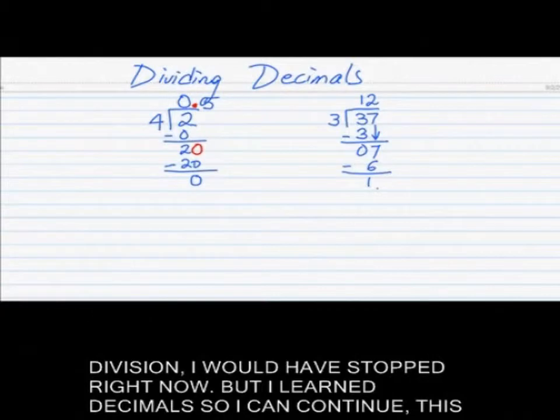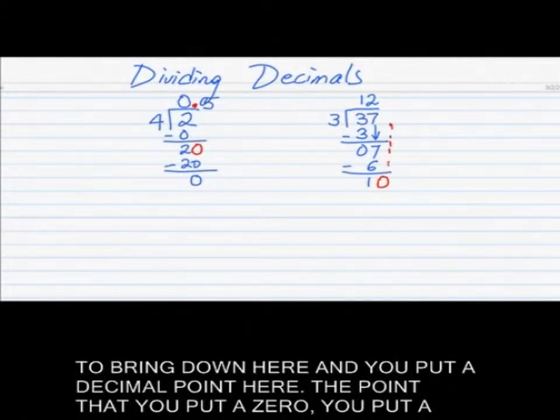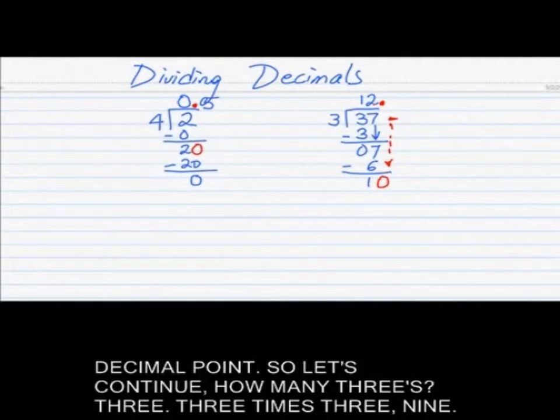But I learned decimals, so I can continue. This is what you do. You put a 0 here because there's nothing to bring down. And you put a decimal point here. The point that you put a 0, you put a decimal point.